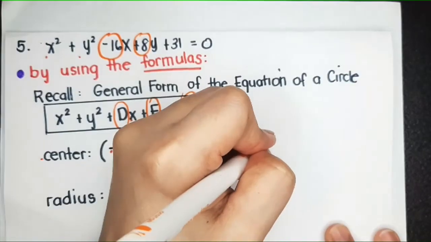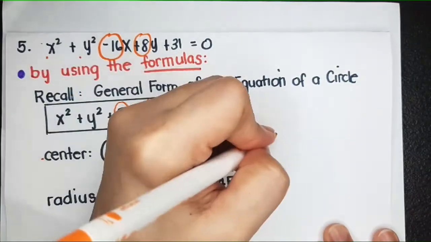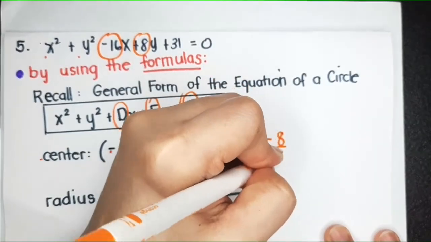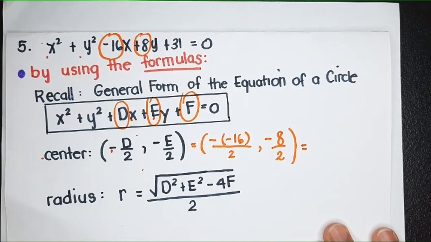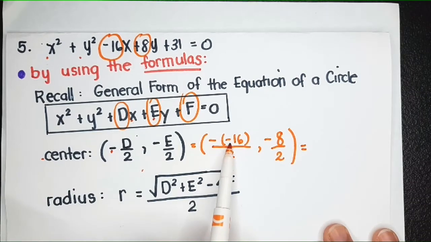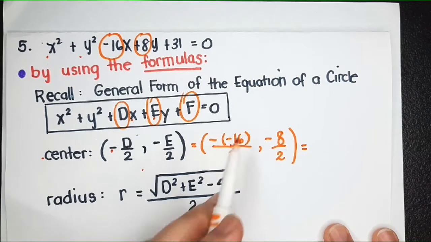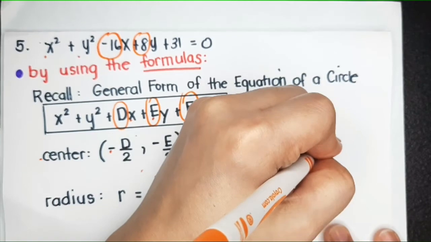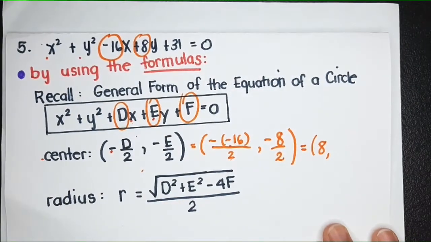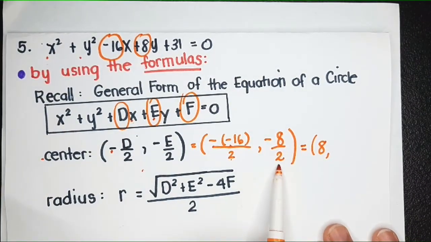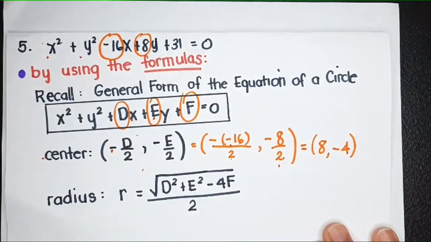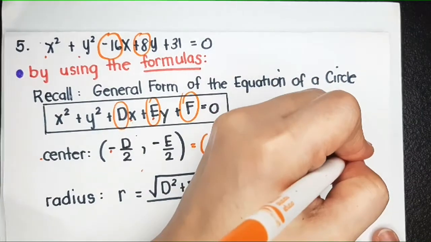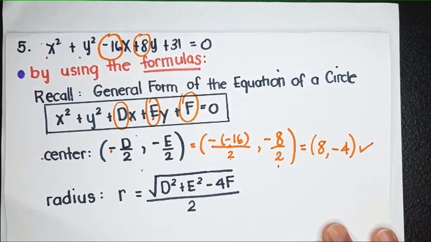So you have negative of e, so that's 8 over 2. Okay? If you simplify, you will get negative of negative 16, positive 16 divided by 2. You will get 8. Okay? And then for the y coordinate, you'll have negative 4. Okay? Nakapareho lang nung kanina nating sagot by completing the square.